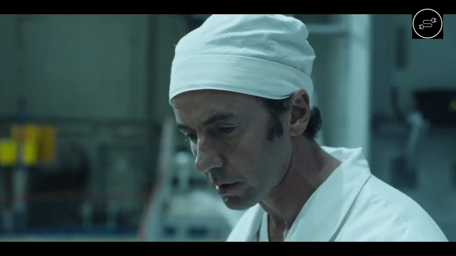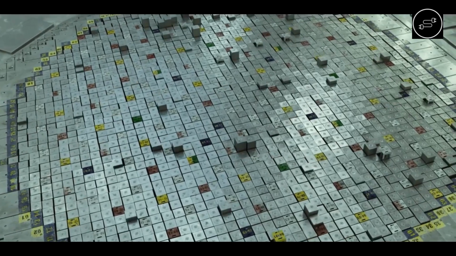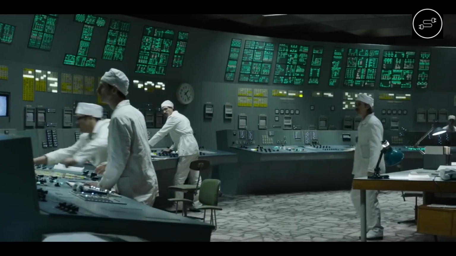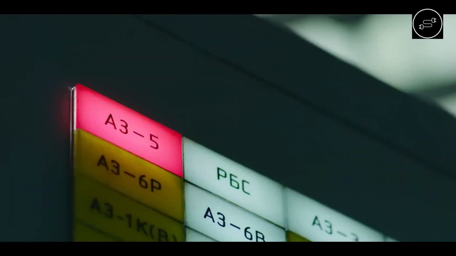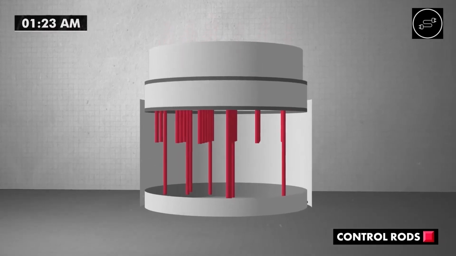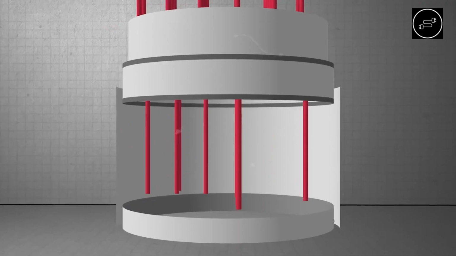The entire building started shaking. Realizing the situation was out of control, the operators pressed the emergency AZ5 shutdown button. This inserted all control rods to absorb neutrons and halt the reaction.